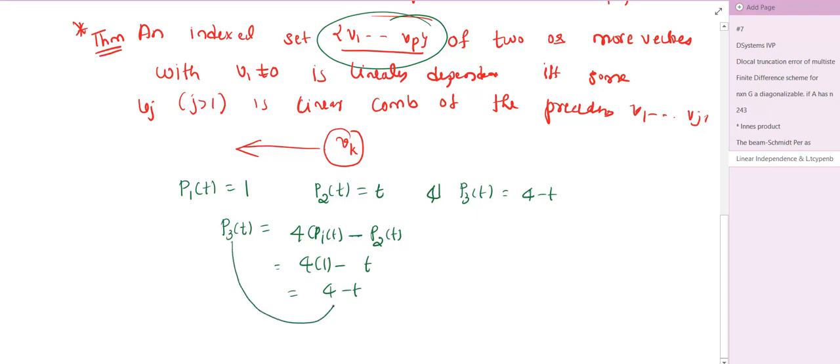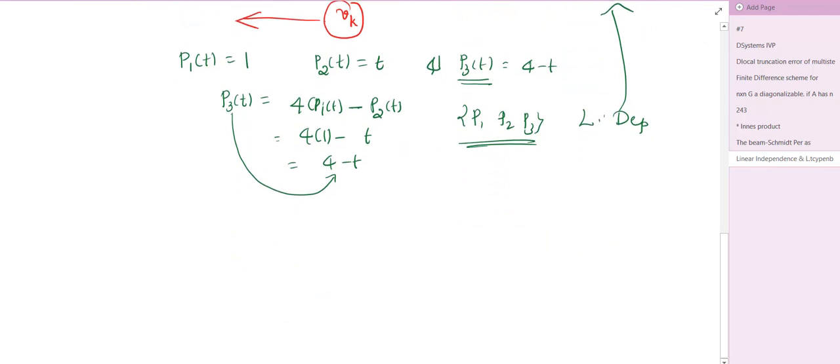So P3 of t, you are able to write it in terms of P1 and P2, which are the preceding vectors of P3, where P3 can be written as a linear combination of P1 and P2. Thus, the vectors P1, P2, P3 are linearly dependent. So this is one example for this particular property, which we have just stated.